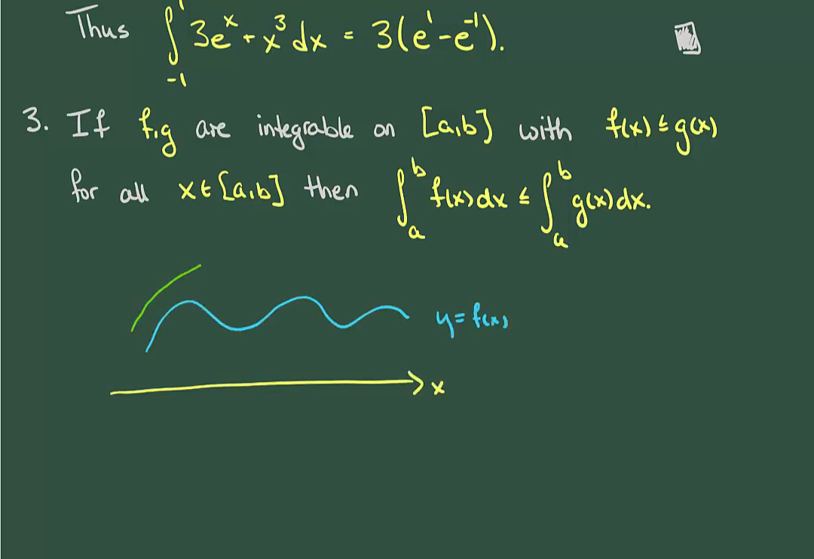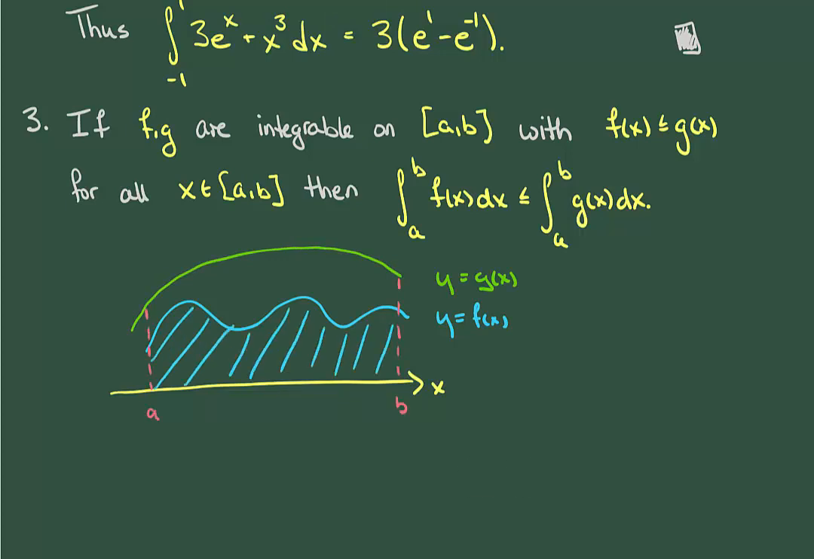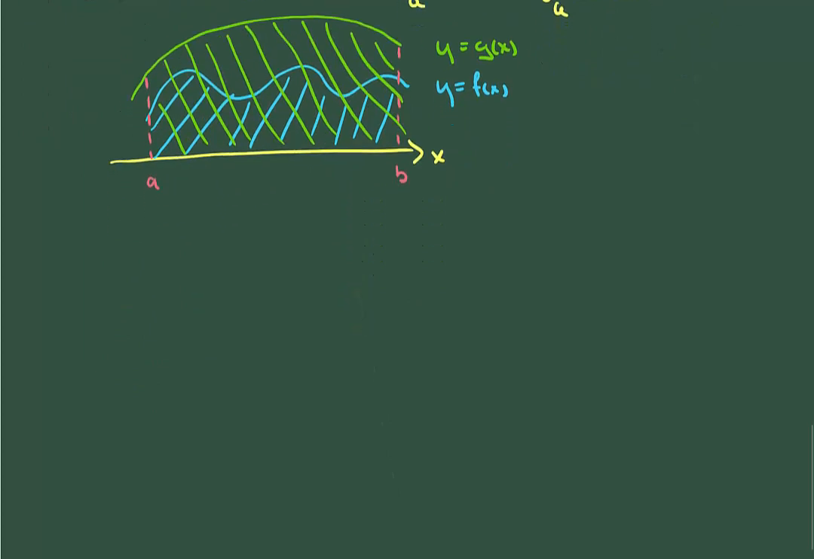This one's pretty easy to see with a graph. Let's draw two functions, with one bigger than the other. The blue area, corresponding to the smaller function f, is less than the green area corresponding to the bigger function g. So keep this one in mind, but we are not going to do an example of it.